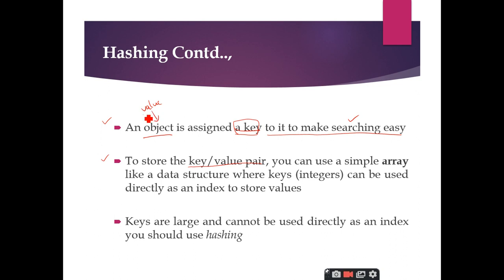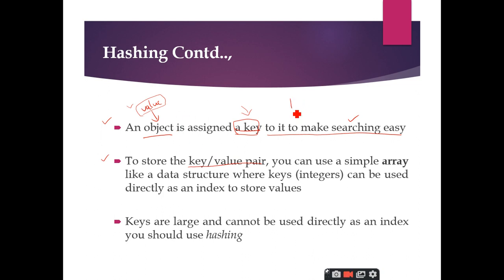What do you want to store inside the array? It is the value you are storing, but you are not storing the value as it is. You make some modifications, or you apply some mathematical functions on this value to generate a key. So every value will have a key, and based upon this key, the value is inserted. That is called a key value pair.